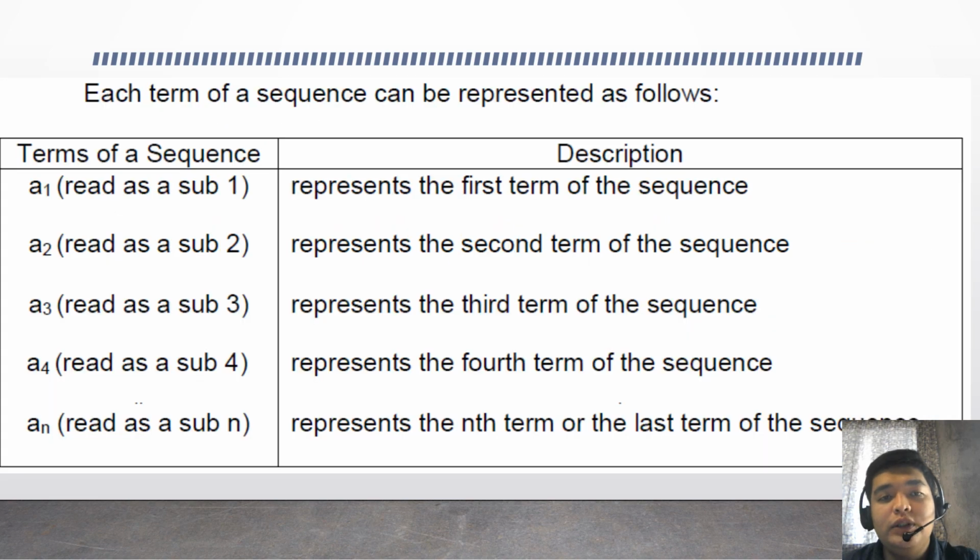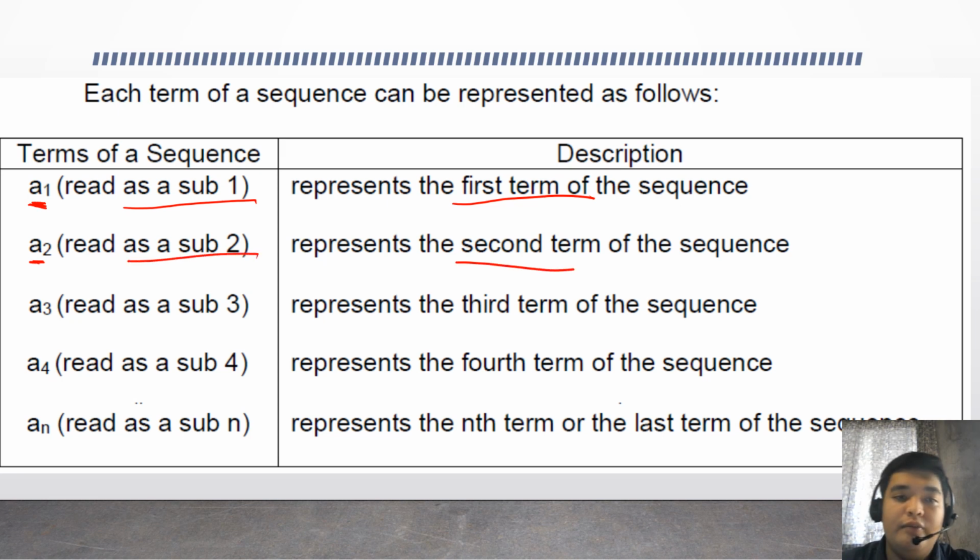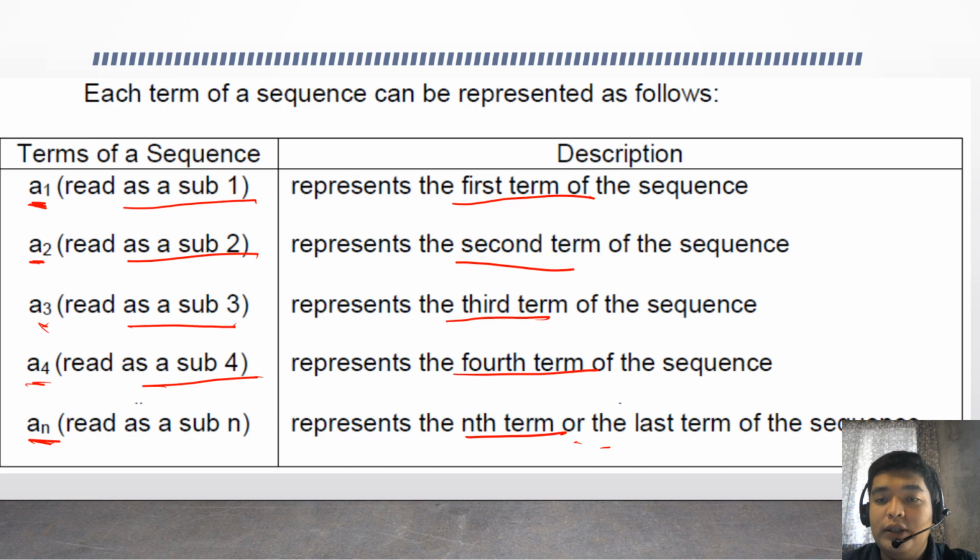Next. Each term of a sequence can be represented as follows. This one is read as A sub 1, and it represents the first term of a sequence. This one is read as A sub 2. It represents the second term. This one is A sub 3, the third term. This is read as A sub 4, the fourth term. And A sub n represents the nth term or the last term of the sequence.